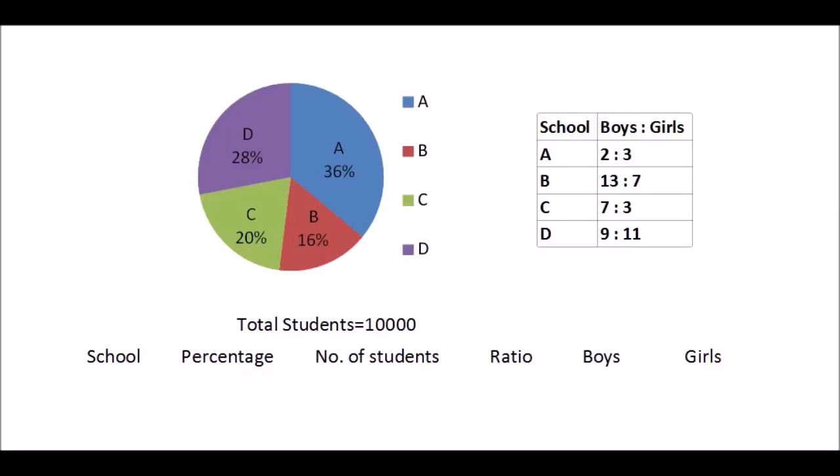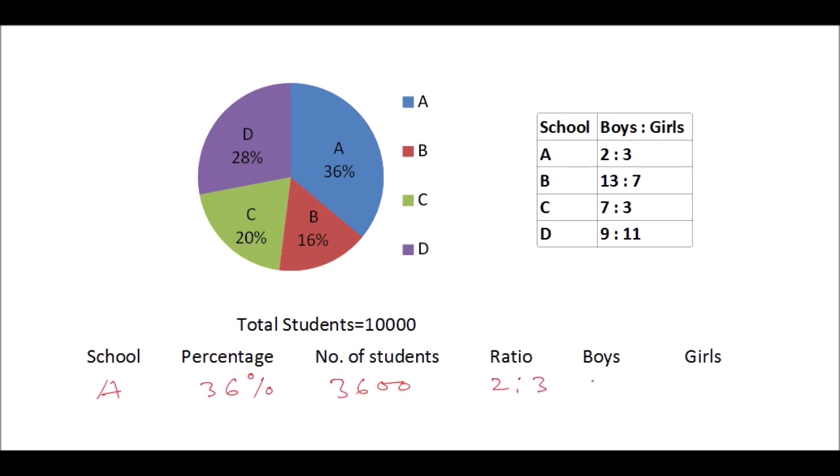The schools A, B, C, D have been considered, and the total number of students in these schools is 10,000. As shown in the pie chart, school A has 36% of students, and therefore the number of students is 3,600, and the ratio of the boys and the girls is 2:3.